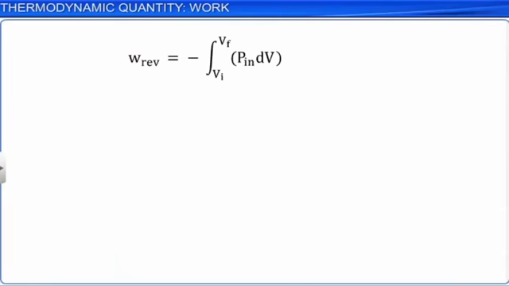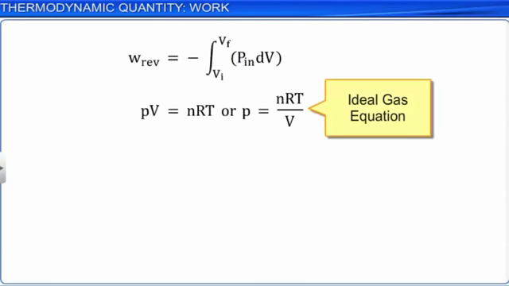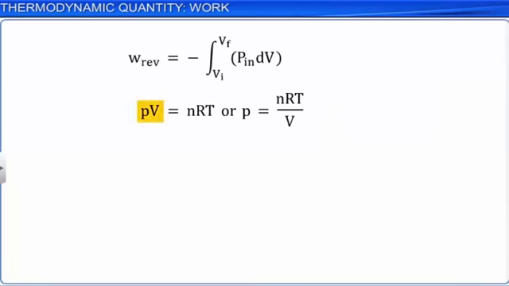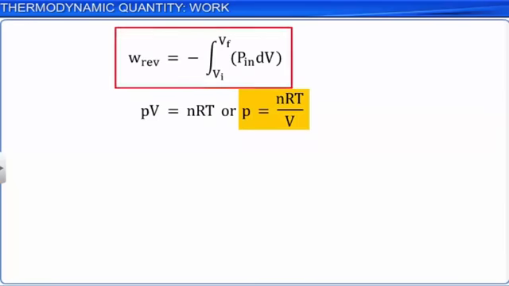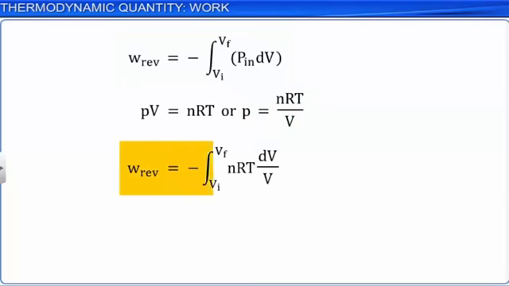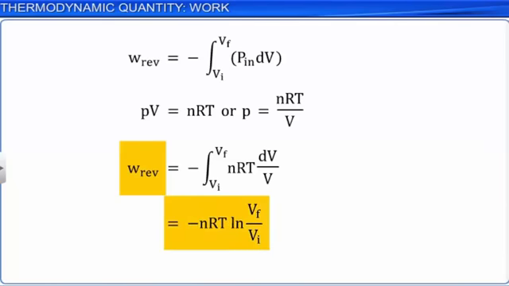Now, if we represent pressure of the gas P_in in terms of the ideal gas equation, then we get PV equals nRT or P equals nRT divided by V. On substituting the value of P at constant temperature in the reversible work equation, we get reversible work equals minus integral of nRT multiplied by dV by V. Integrating and applying limits as V_i for initial volume and V_f for final volume, we get reversible work W_rev is equal to minus nRT ln V_f divided by V_i.